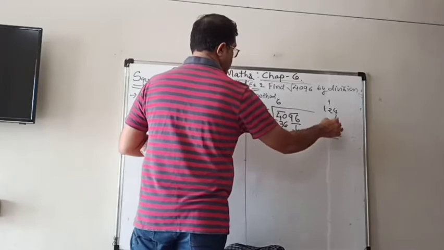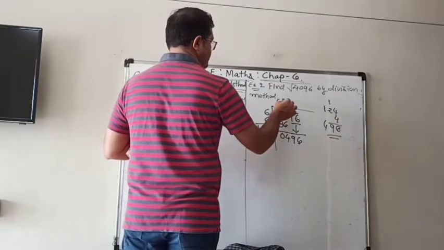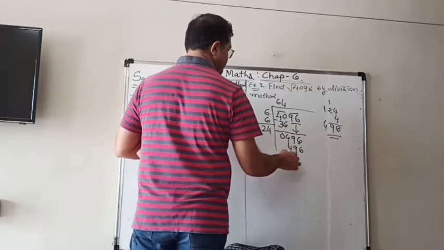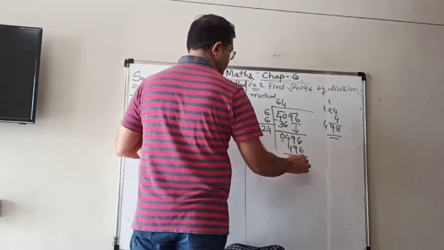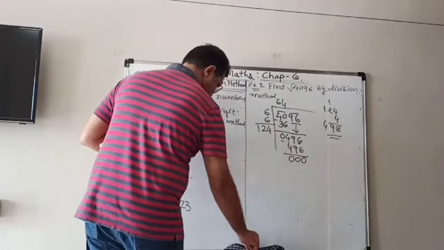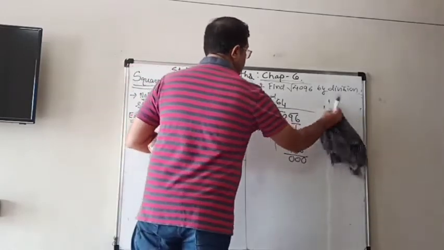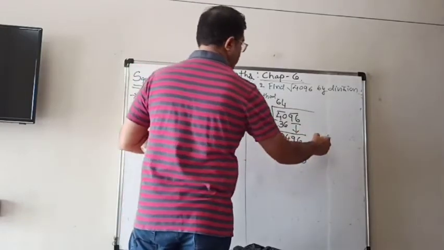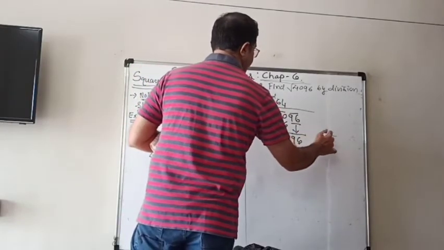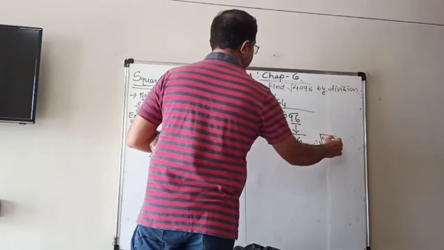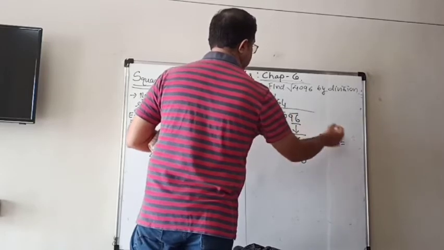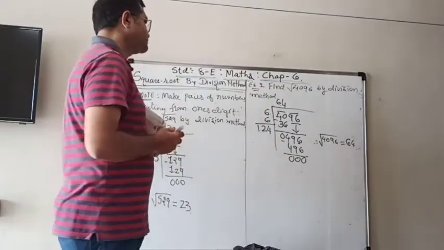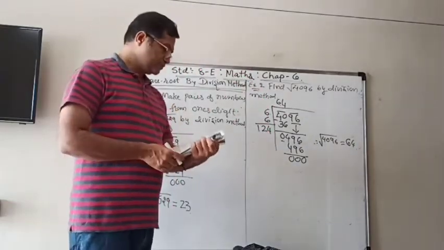You can see that 124 fours are 496. Then you subtract, you get 0, 0, 0. So here you got the answer. Therefore the square root of 4096, what is the answer? The answer is 64.